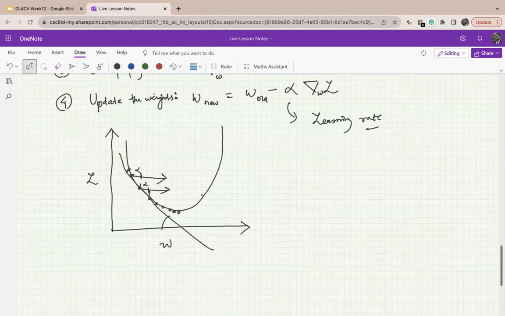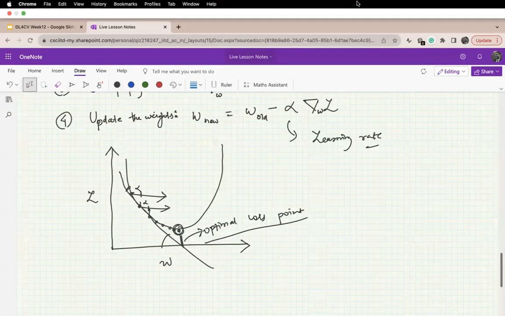You're descending down the error curve, minimizing the error, and finally reaching a point where the loss is optimal, not zero. This is the optimal loss point, and after the model gets trained, you will reach here.